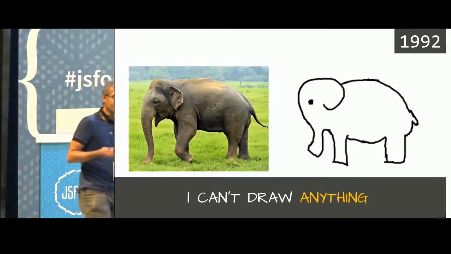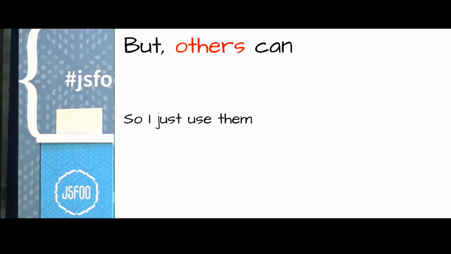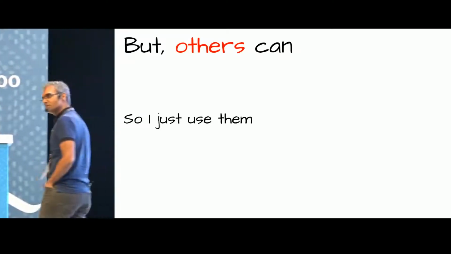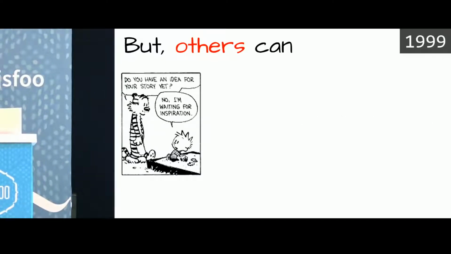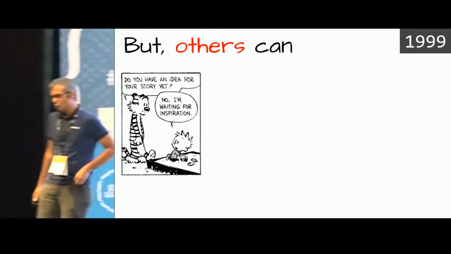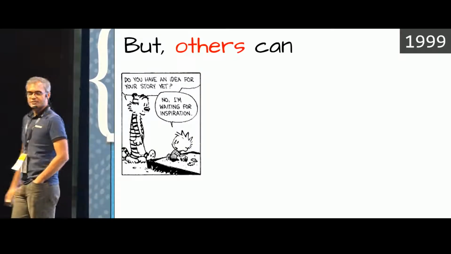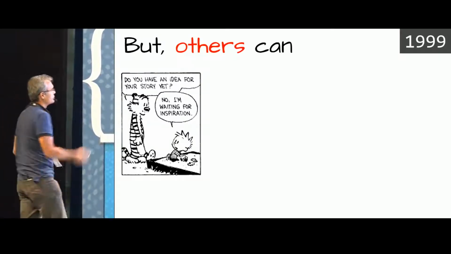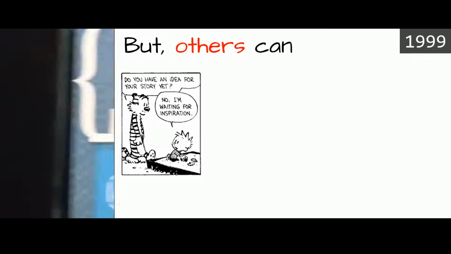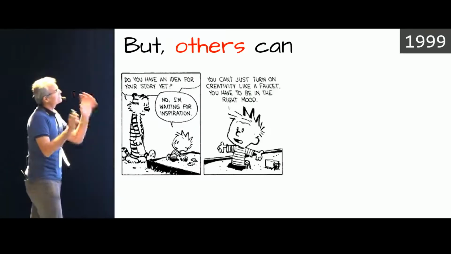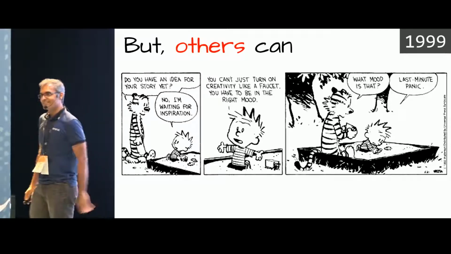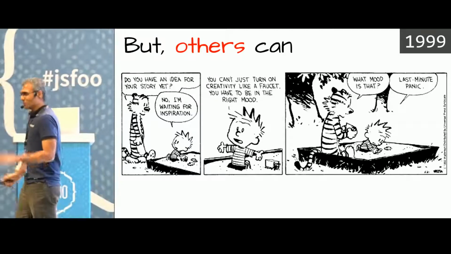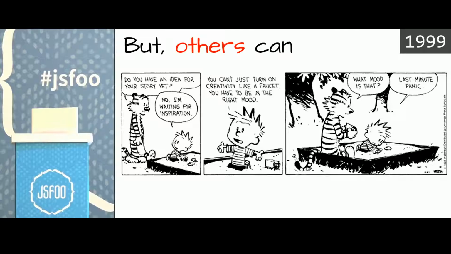But on the other hand, others can draw. So there's nothing that stops me from using these. So I started hunting comics and in 99 discovered Calvin and Hobbes. So you may know this particular strip where, for instance, Hobbes asks Calvin, haven't you put in your story yet? He says, no, I'm waiting for inspiration. You can't just turn on creativity like a faucet. You have to be in the right mood. And Hobbes asks, what mood is that? Last minute panic. This is like one of my all-time favorite Calvin and Hobbes.